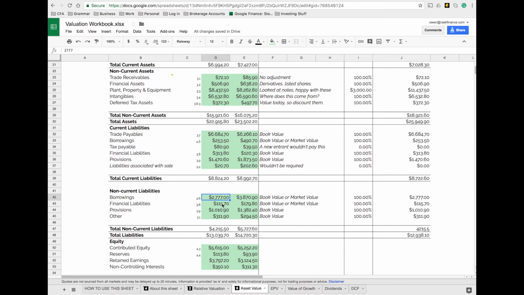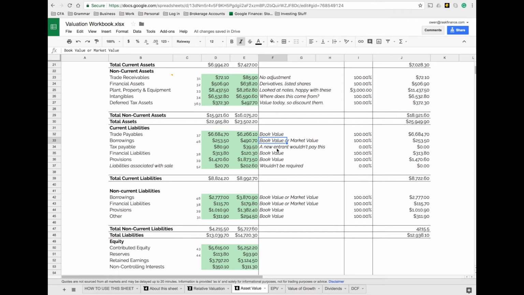Remember, with valuation, it's generally better to be generally right than specifically wrong, rather. So I just tend to be conservative and just shave off anything that I think is perhaps too difficult for me to be specifically right, and just err on the side of caution. So I've said here that the borrowings that Woolworths has are fair. The book value represents market value.